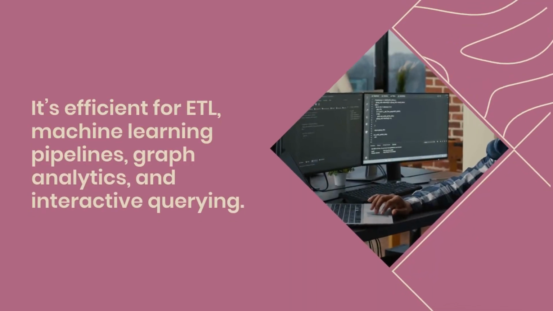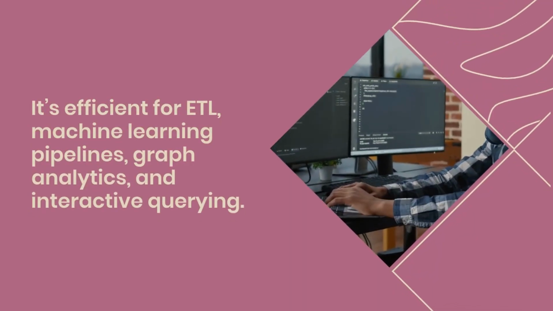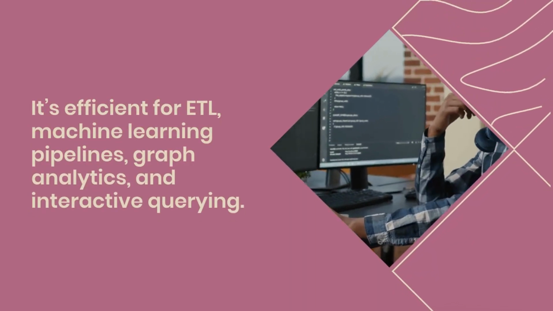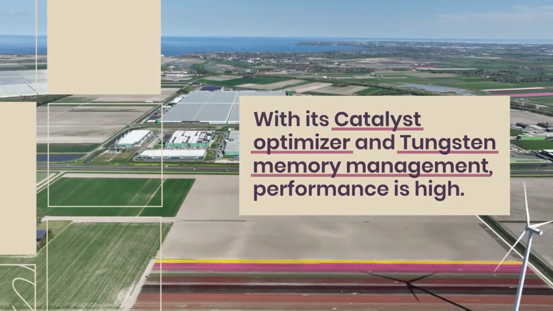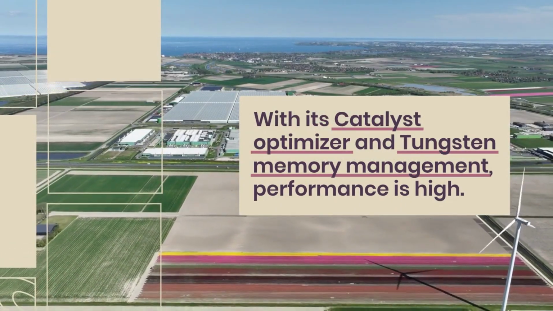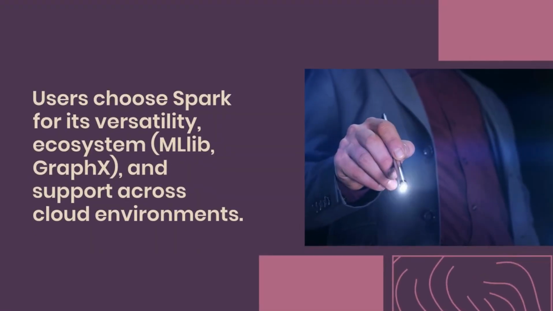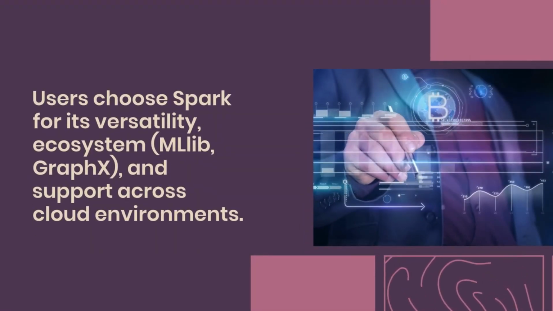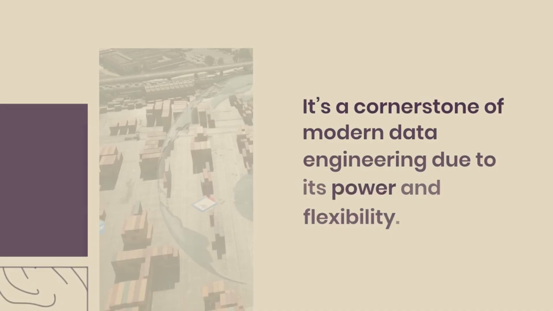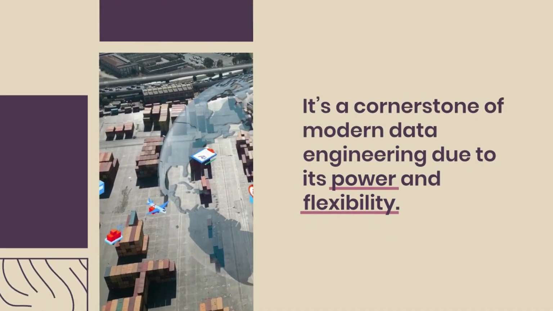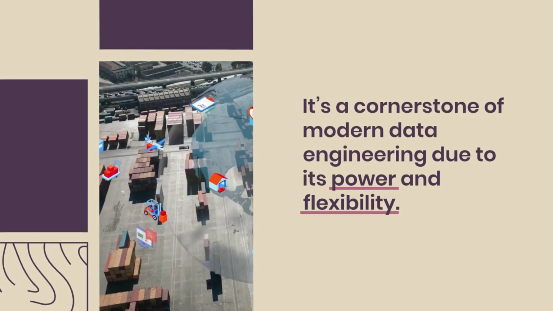It's efficient for ETL, machine learning pipelines, graph analytics, and interactive querying. With its Catalyst Optimizer and Tungsten memory management, performance is high. Users choose Spark for its versatility, ecosystem, MLlib, GraphX, and support across cloud environments. It's a cornerstone of modern data engineering due to its power and flexibility.